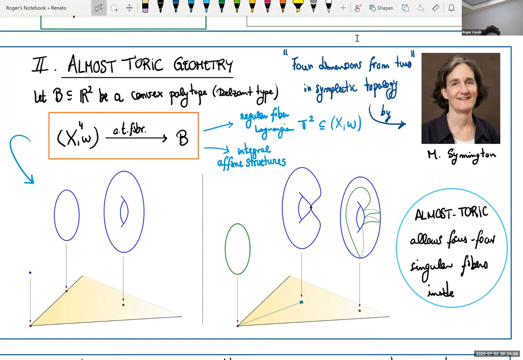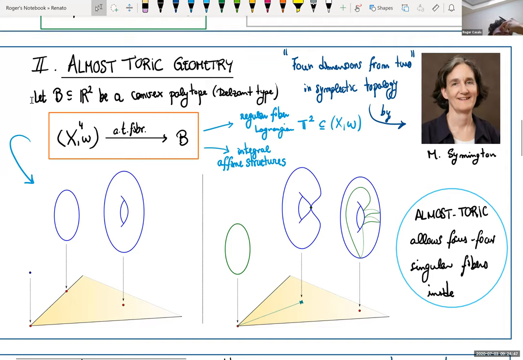So almost-toric geometry, in particular toric geometry, roughly can be seen as describing, in the case of four dimensions, a four-dimensional symplectic manifold as a fibration, surfaces in the fiber, over a two-dimensional domain, say in R2 in our case. This whole thing, as far as I understand, in symplectic geometry, was initiated by Margaret Symington, picture of her here, in her exemplary paper, Four Dimensions from Two in Symplectic Topology. She was doing almost-toric geometry before it was cool. And I strongly recommend, if you're a grad student, you should definitely read that paper. It's extremely well written and you'll learn a lot from it.